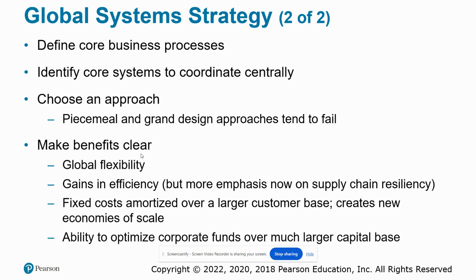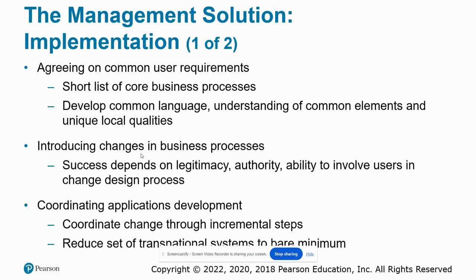This slide outlines the steps in creating a successful global systems solution appropriate to the firm's goals and strategies. Can you think how a firm would determine its core business processes? What is meant by developing a common language to discuss the business? And why is this important? Can you define legitimacy?